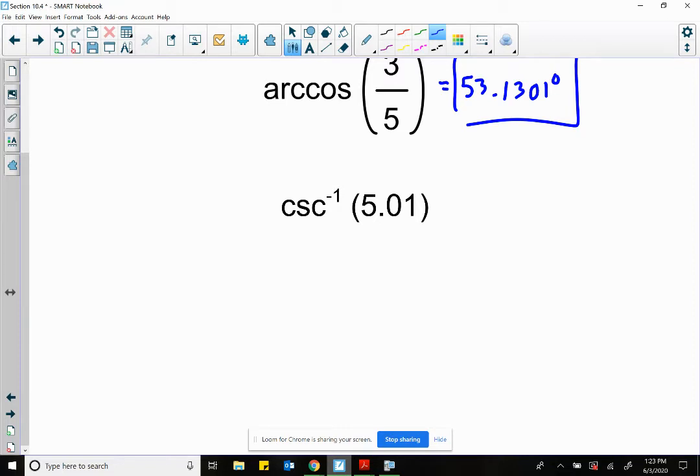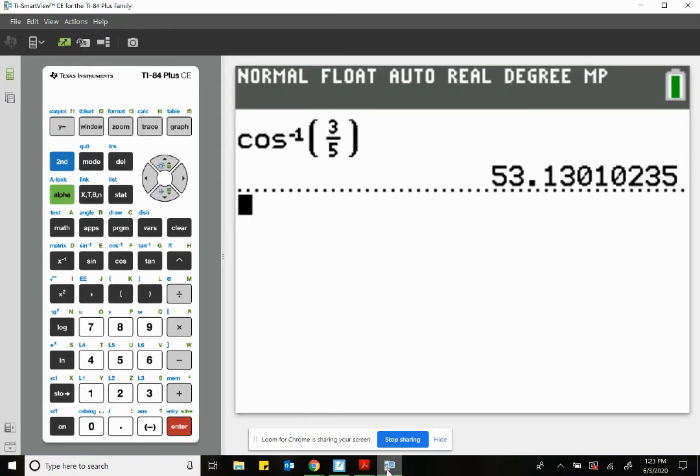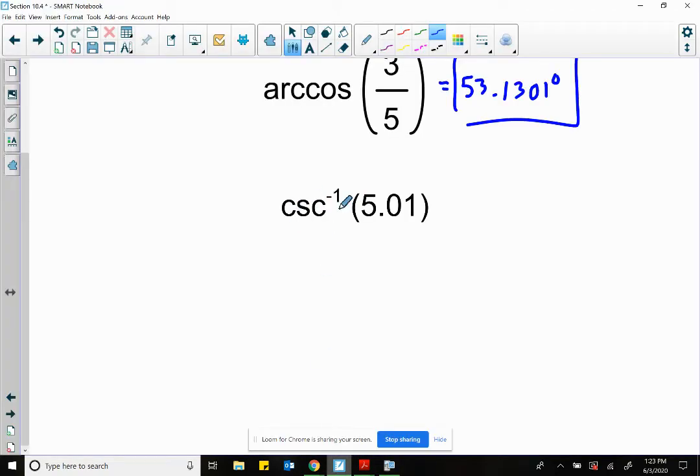All right. So let's talk about this one, because if you go to your calculator and we say, wait a minute, there's no cosecant. How do I do this in the calculator? Because I don't have an inverse cosecant on my calculator. Well, again, think about what this means. Okay? They are asking you, what is theta when cosecant equals 5.01?